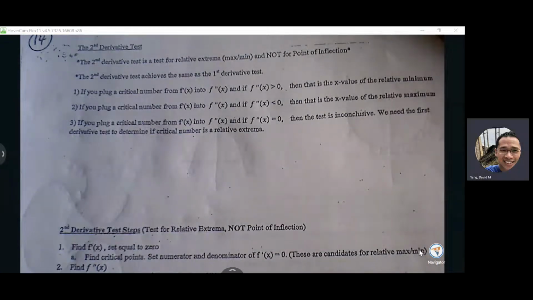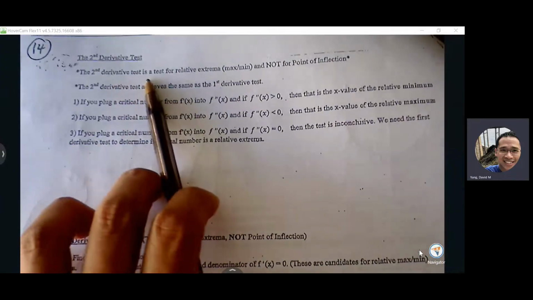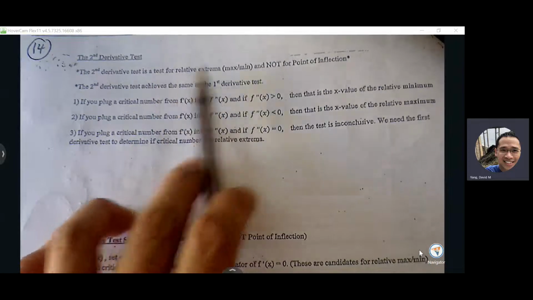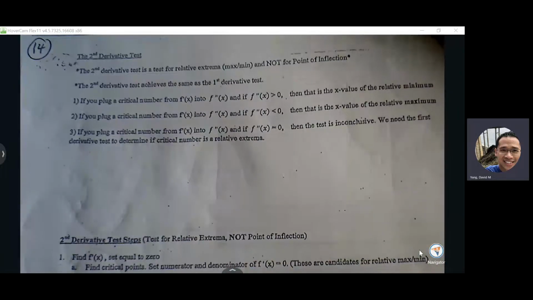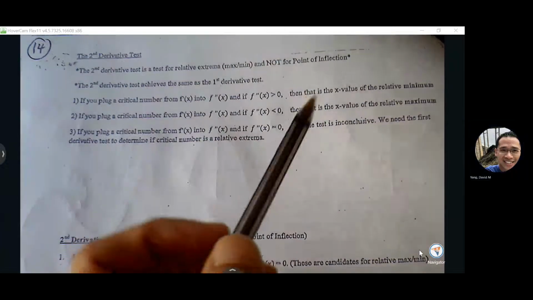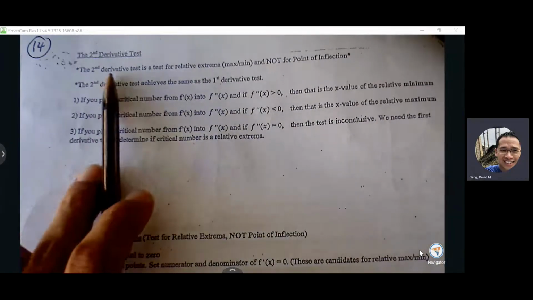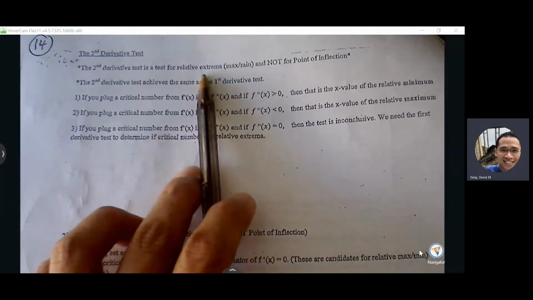So the second derivative test, that name is meant for us, is a test for relative extrema. It's a test for relative max and relative min, and it's not a test for point of inflection. So what we just got done doing on the previous page is called the test for concavity. So the second derivative test finds relative max and relative min.